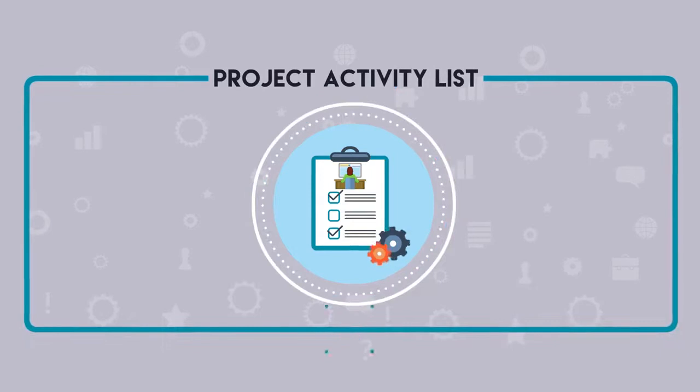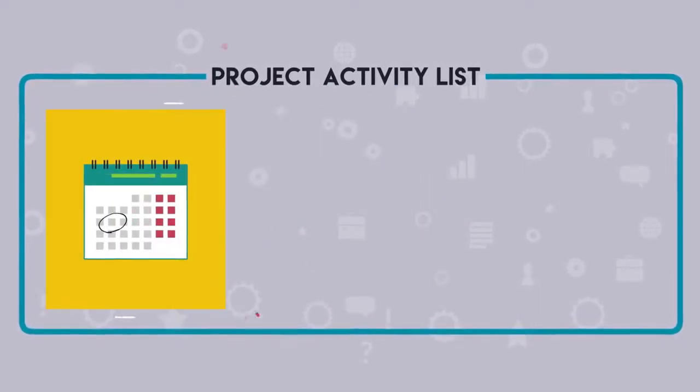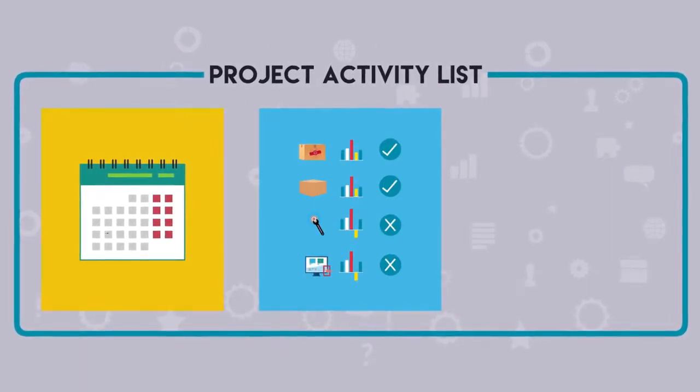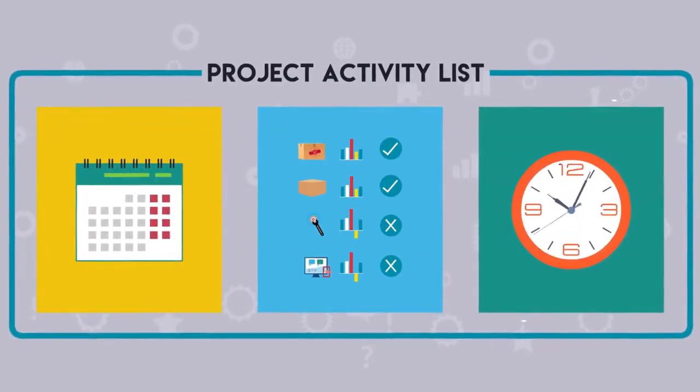The project activity list identifies work tasks that you need to include in the project schedule. Only activities that are within the scope of the project should appear on this list. These are the activities for which durations will be estimated.